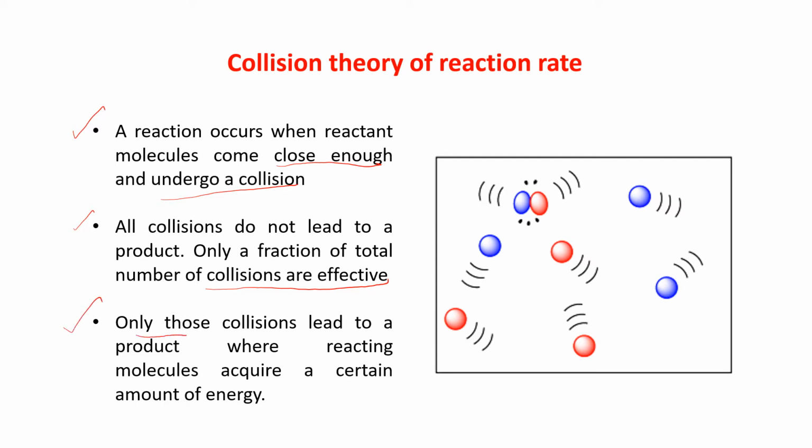Only those collisions lead to a product where reacting molecules acquire a certain amount of energy. That means for getting a product for a particular reaction, there is a certain energy requirement. The reactant molecules must collide with each other with a certain amount of energy. And then only the reaction will take place and we will get the product.